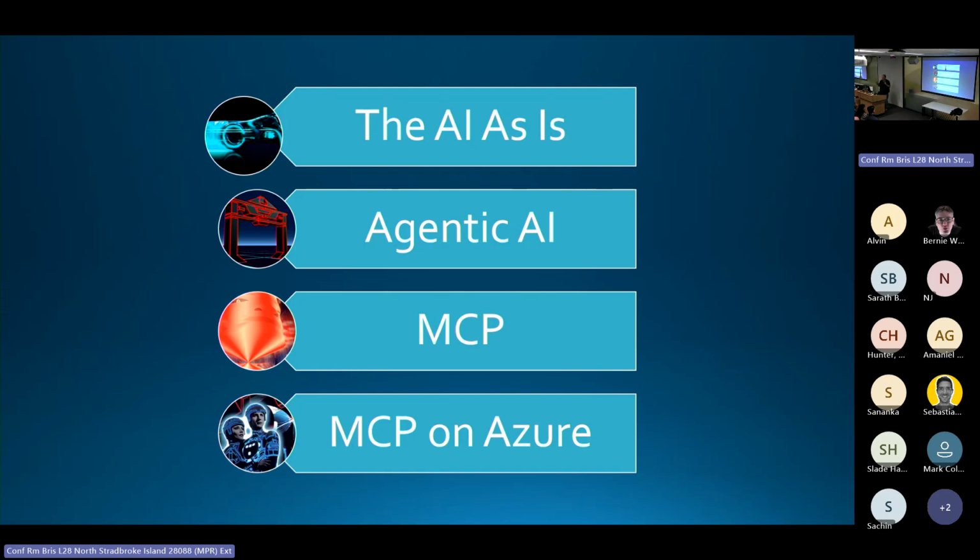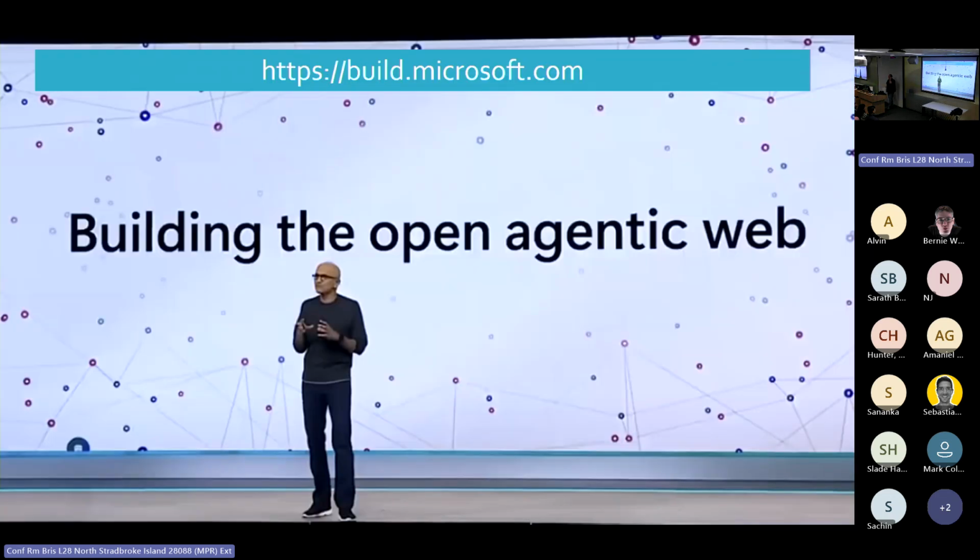So we're going to look at where are we now? Why do we need it? This Agentic AI thing, didn't that fix everything? Why do we now need MCP? We had Agentic AI. Then finally, we're going to get to MCP. And then we're going to look specifically at MCP on Azure and have a look at what that looks like.